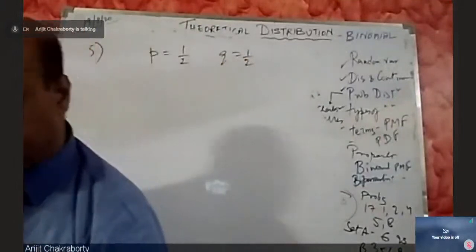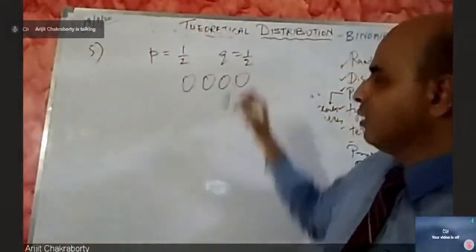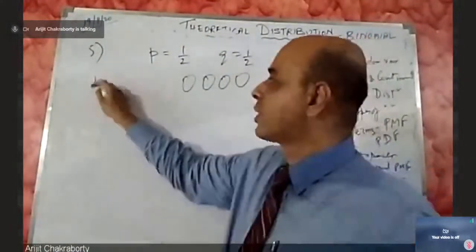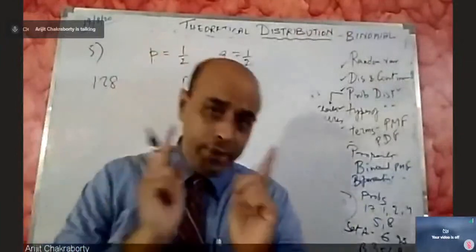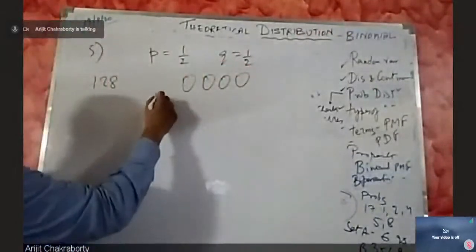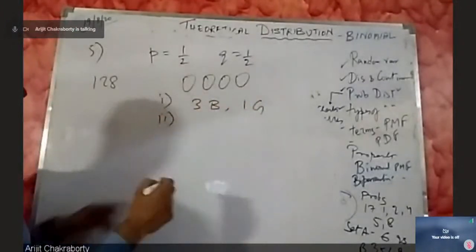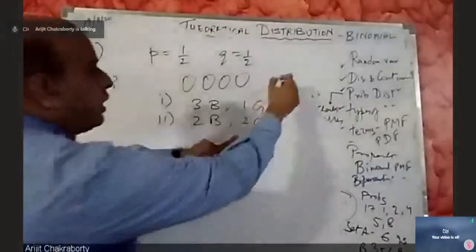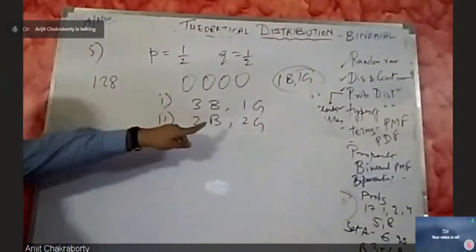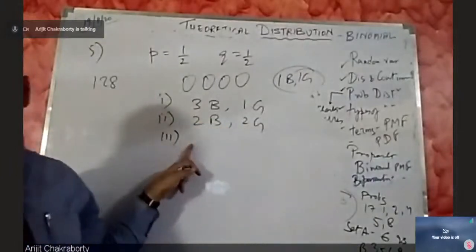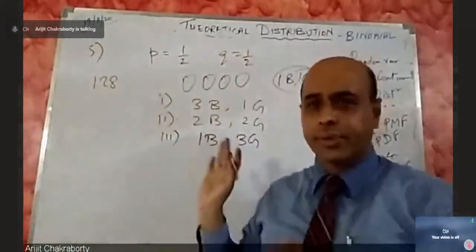Now we try to find out what are the possibilities. With 4 children, 128 families are there with 4 children each. How many expected to have one boy, one girl? Now what are the combinations? To have minimum one boy, one girl. Option number 1, you can have 3 boys and 1 girl. Option number 2, you can have 2 boys and 2 girls. Because you have to satisfy the minimum 1 boy, 1 girl criteria. The third option is 1 boy and 3 girls. These are the 3 alternatives which are possible.